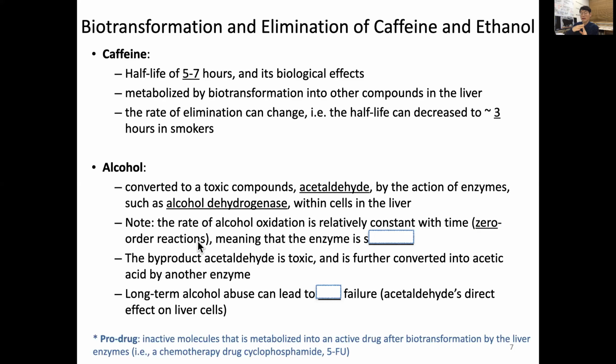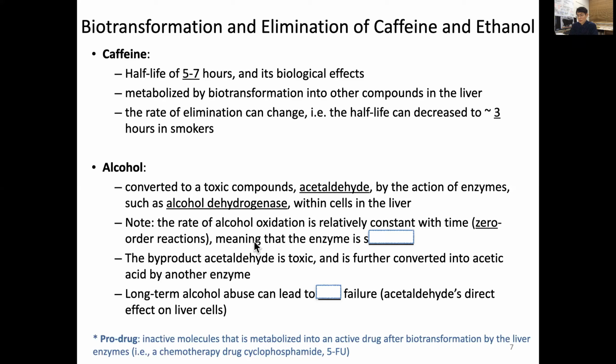On the other hand, for the caffeine and nicotine which I showed you, the rate of conversion seems to be relevant to the relative amount. So that's more easily described as first order kinetics, which means the rate of change is proportional to the amount, which usually happens to be an exponential decay function.